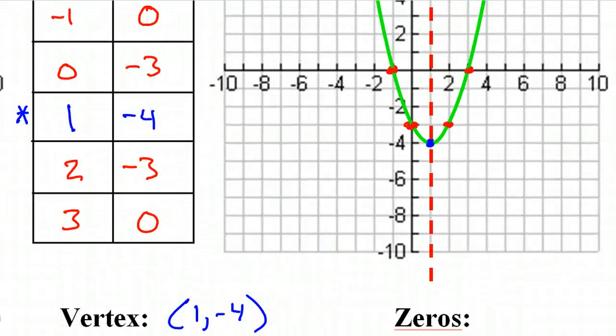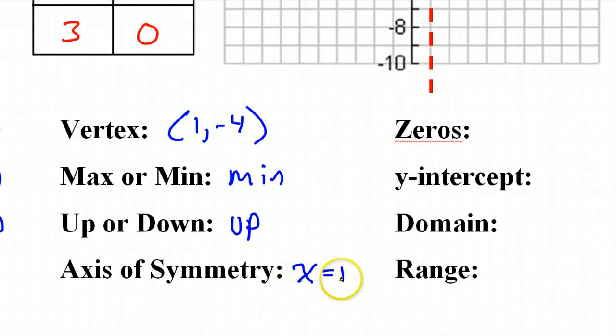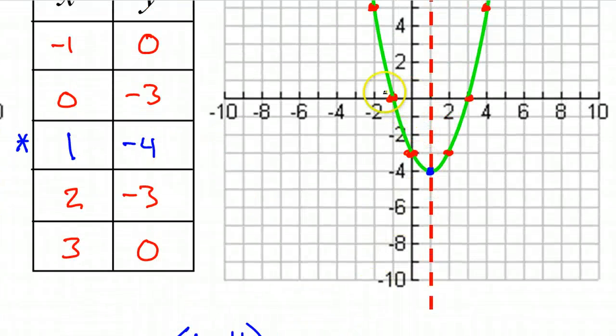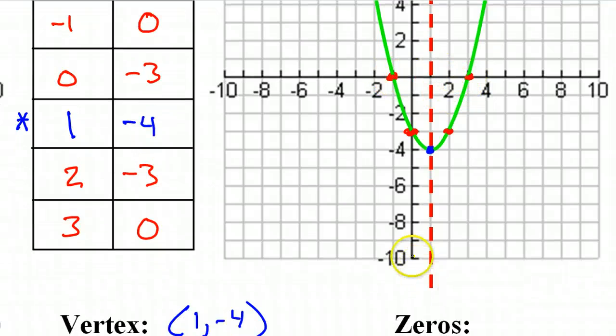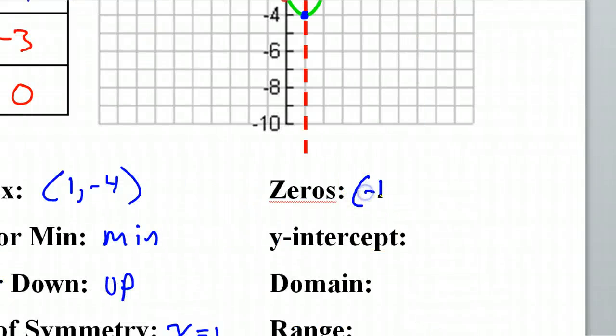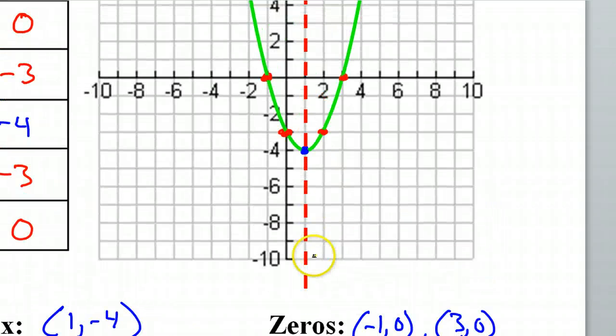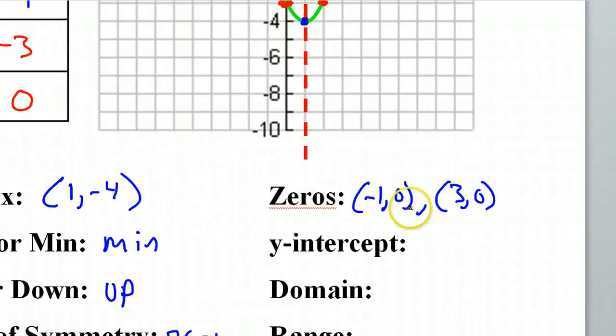The axis of symmetry, of course, is this vertical line at 1. So you must put x equals 1. Alright, it's always x equals. Don't leave off the x equals part. Don't just put 1. The zeros are the x-intercepts. We have x-intercepts here at -1 and 3. So let's say -1 comma 0 and 3 comma 0. The y-intercept is where the parabola crosses the y-axis, and that happens here at 0 comma -3. Alright, the y-intercept is always 0 comma something.